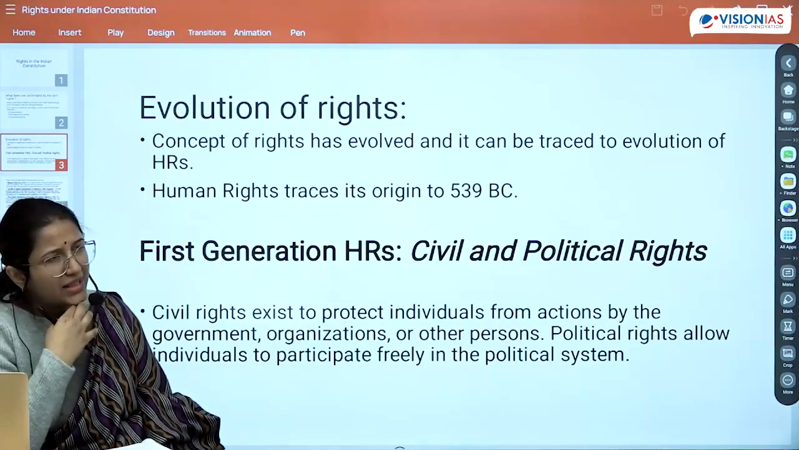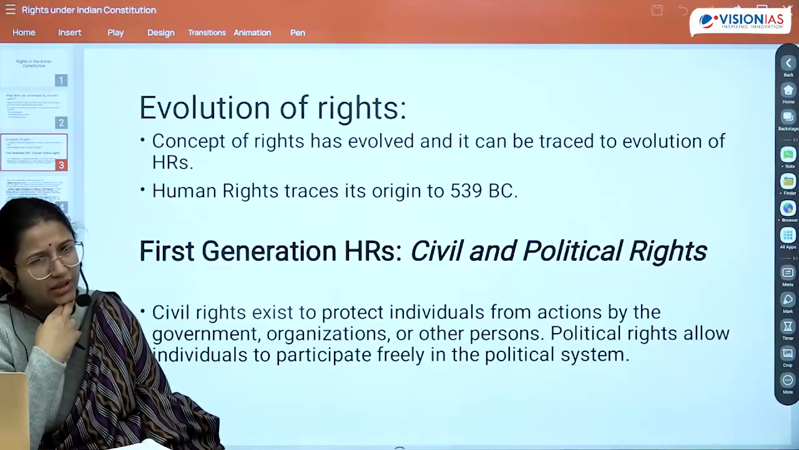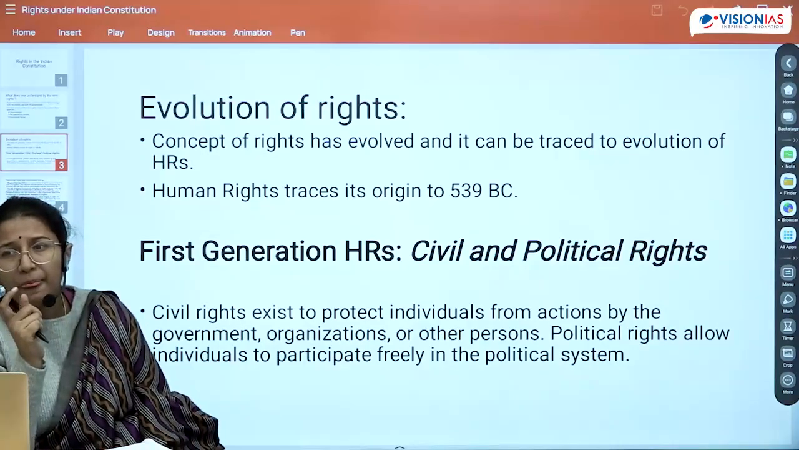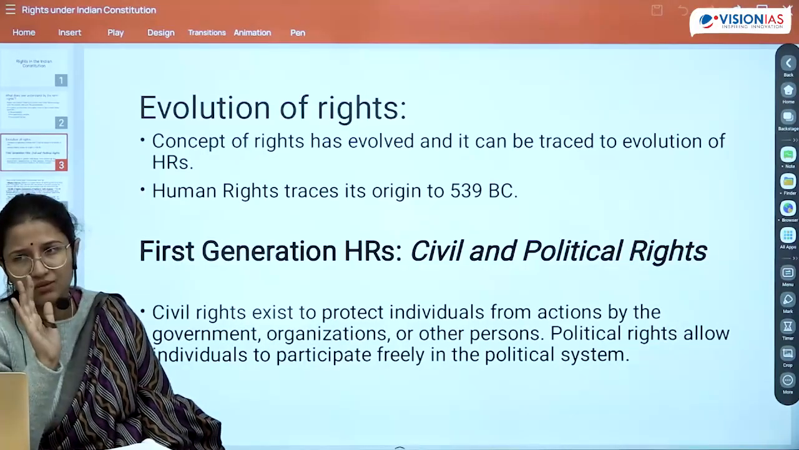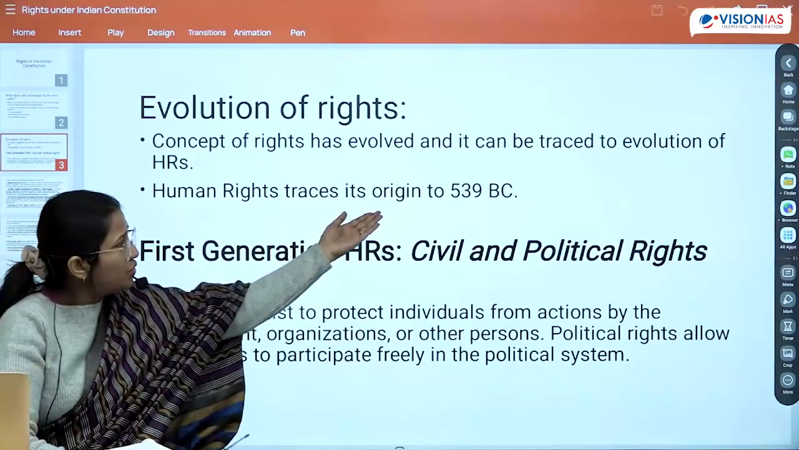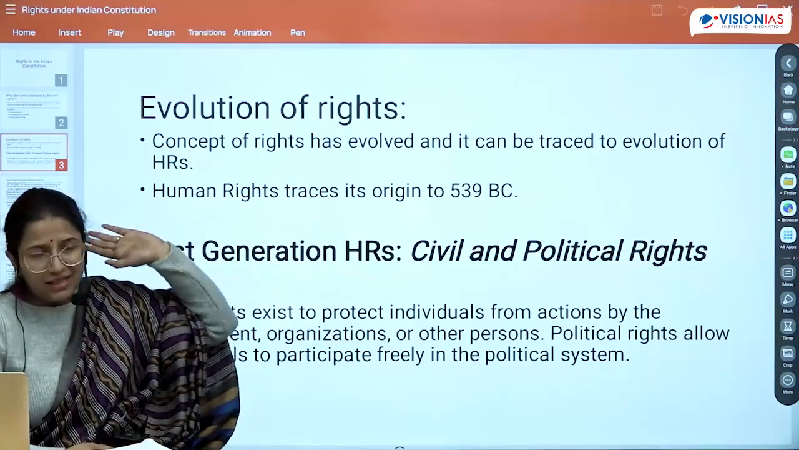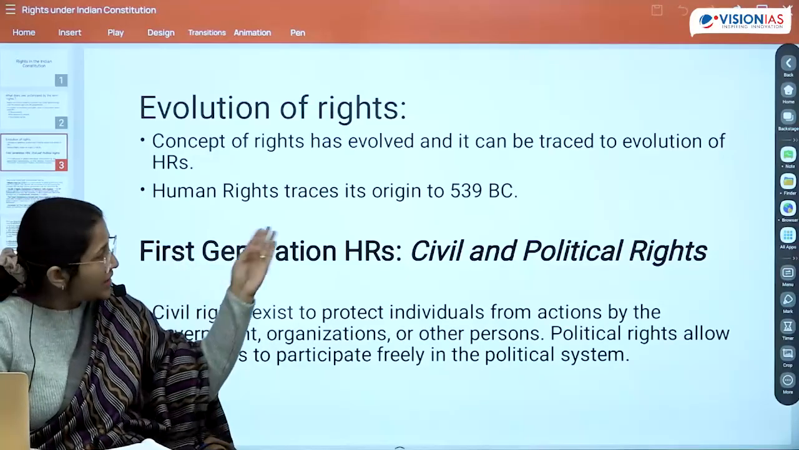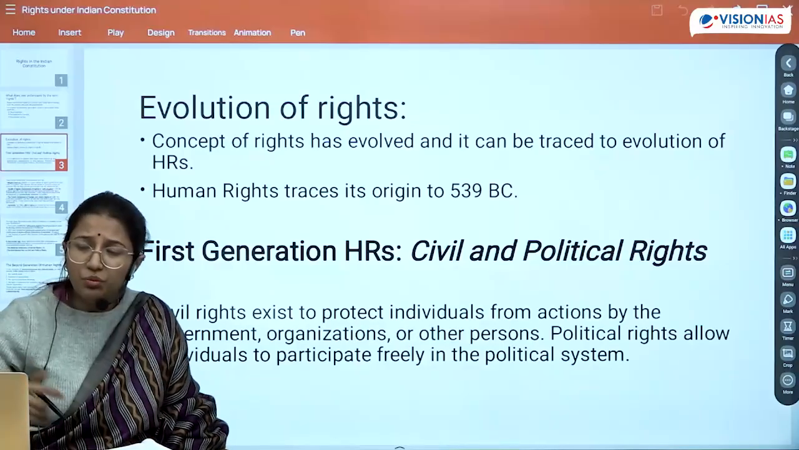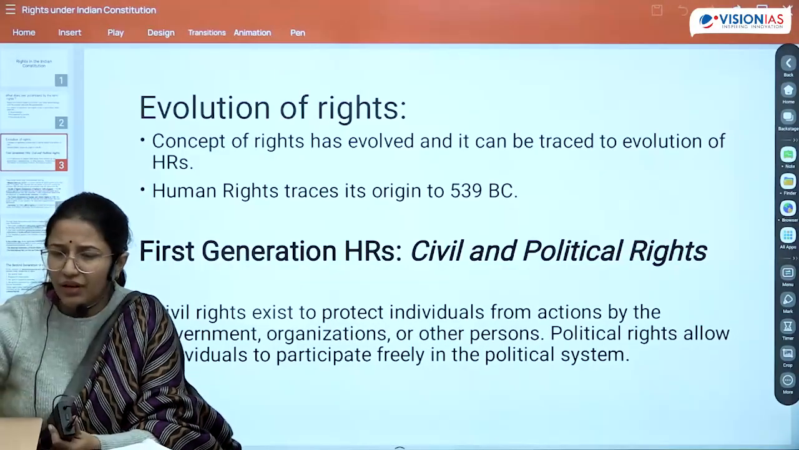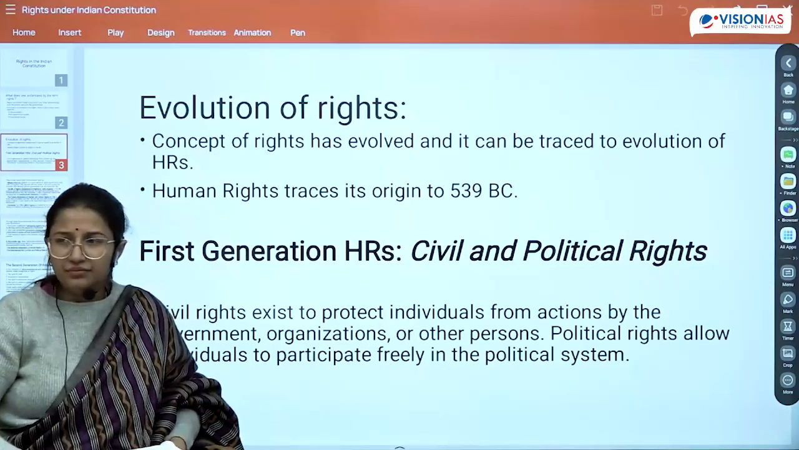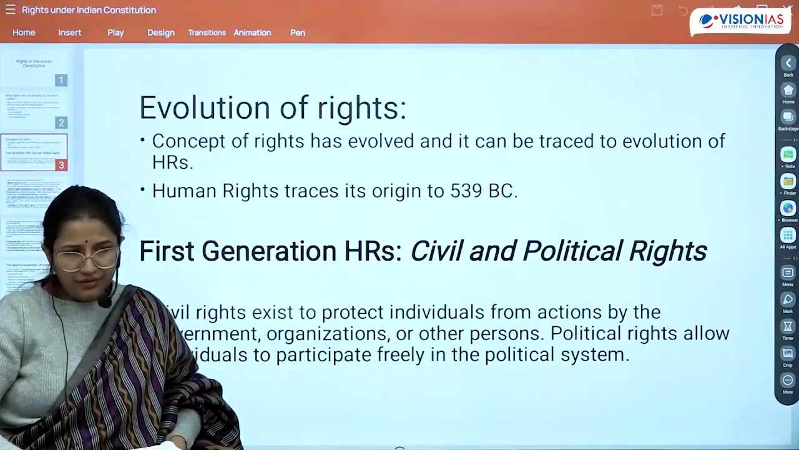So you find that this concept of rights has evolved over several hundred years. The first time the concept of human rights was recognized is traced to 539 BC, before Christ. Now first, what do you mean by human rights? How do you define human rights?